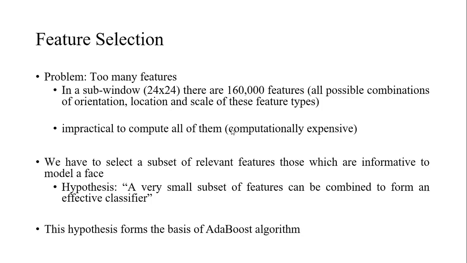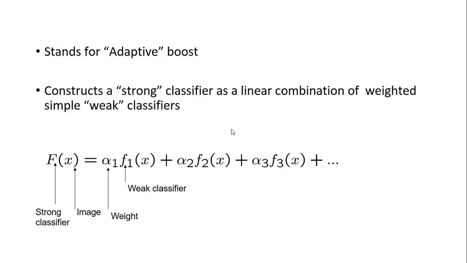Now we have to select a subset of all those features that are relevant and informative to model a particular face. Now the hypothesis that is considered by the Viola-Jones algorithm is that a very small subset of features can be combined to form an effective classifier. Now this hypothesis is the backbone of the AdaBoost algorithm.